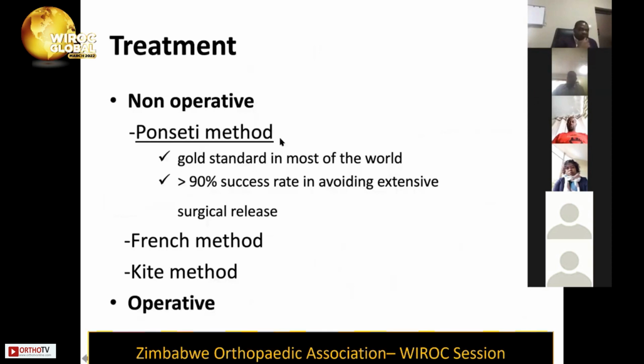Moving on now to treatment, our guest is going to take us through. As a summary, there is operative and non-operative treatment. Non-operative is the basis of treatment for most clubfoot. Of the non-operative methods, the Ponseti method is the gold standard in most of the world, and it results in greater than 90% success rate in avoiding extensive surgical release. For completeness' sake, the other methods are mentioned: the French method and the Kite method. I will hand over to the next presenter.